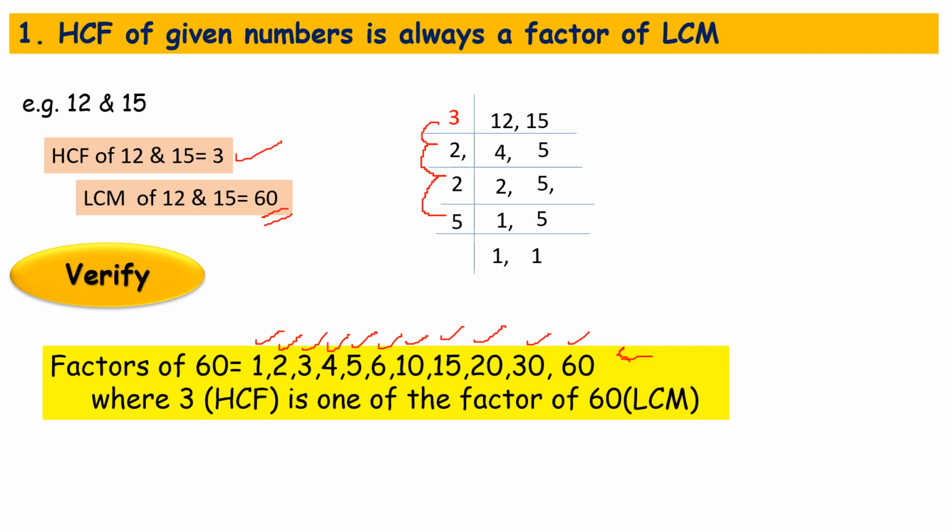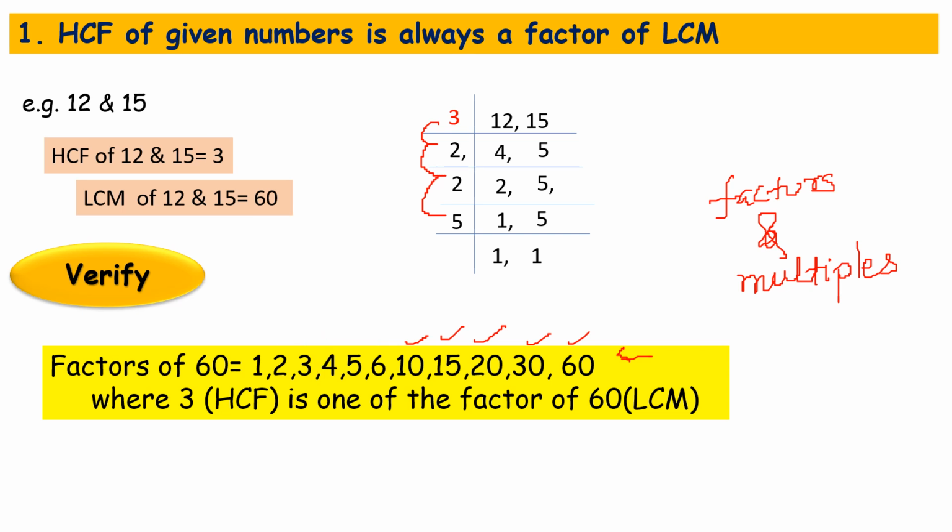I have discussed this in my first video, so please do refer to my first video on factors and multiples: how to find factors, how to find multiples, what the difference between them is, and how these are useful to find HCF and LCM. Factors means the numbers which will divide 60. So here we can see 3, which is the HCF, is one of the factors of 60, and 60 is the LCM of the given numbers. So we have verified it.